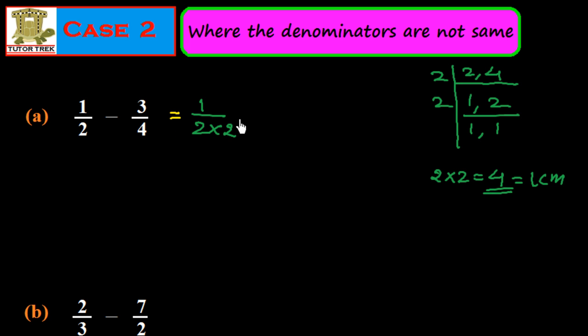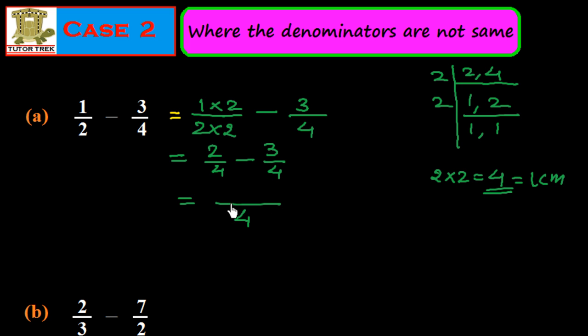So we multiply by 2. If we multiply 2 in the denominator, we must multiply in the numerator. Minus 3 over 4, there is already 4, which is equal to the LCM. So we get 2 over 4 minus 3 over 4. Now the denominators are same in both the fractions, so we take it common and subtract the numerators. So we get minus 1 over 4. So this is the final answer we have received.